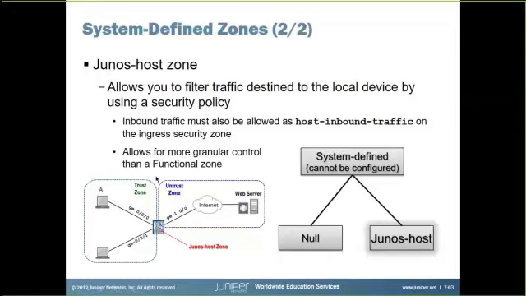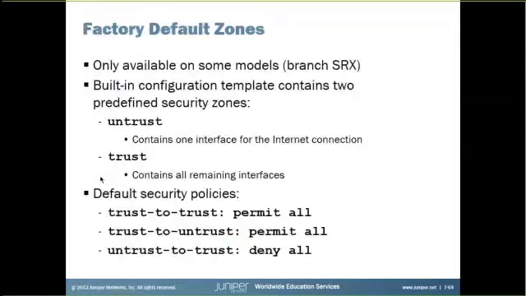Factory default zones, again, are only available on some models. Branch SRX, the small SRX 200s to 100s. They have built-in configuration templates with these two different zones, trust and untrust. There is a single interface associated with the untrust zone, and they assume that that interface is going to be used for internet connectivity, and every other interface belongs to the trust zone.